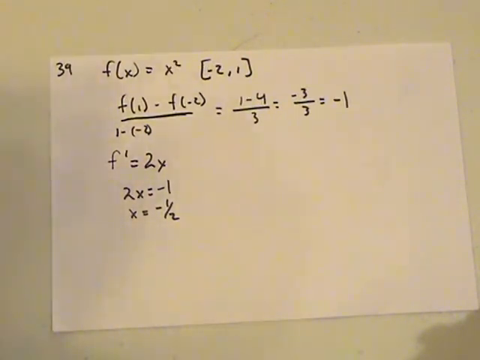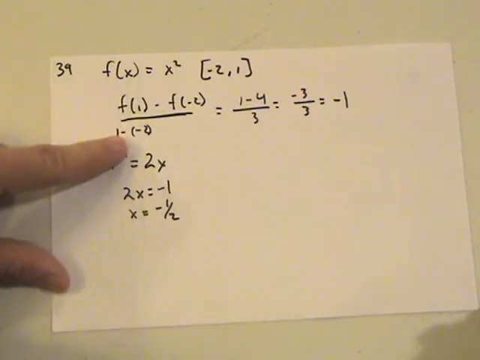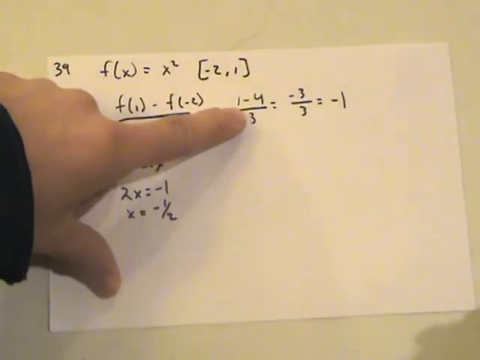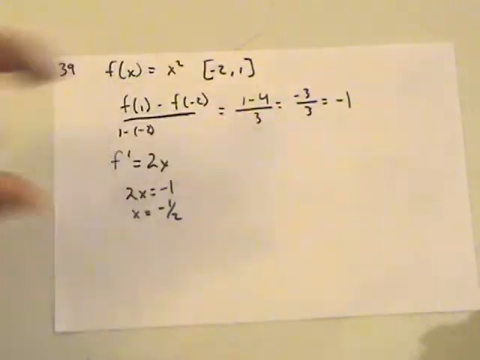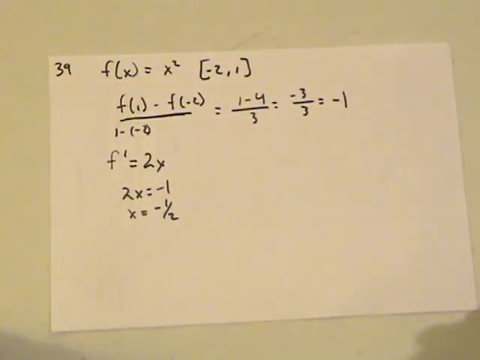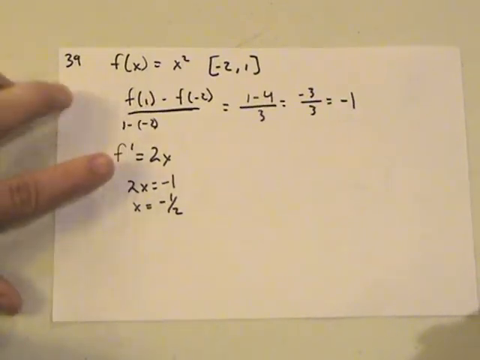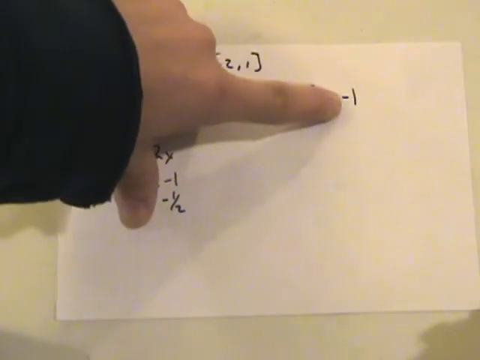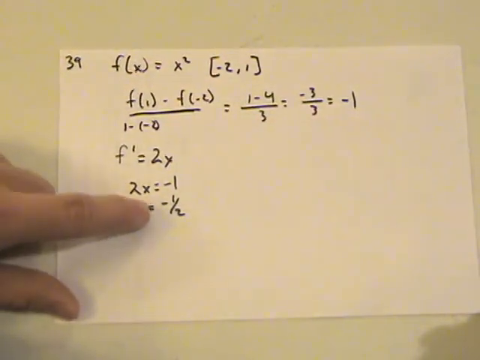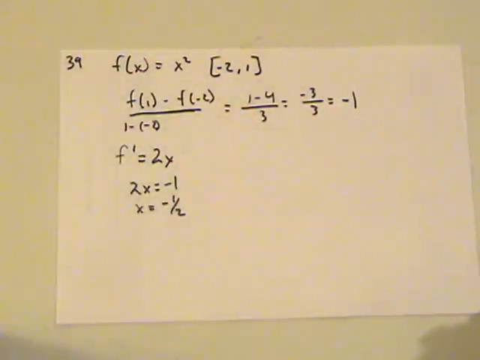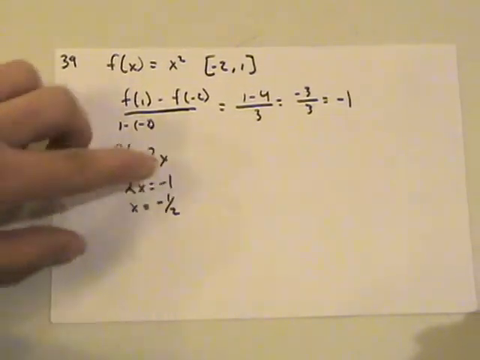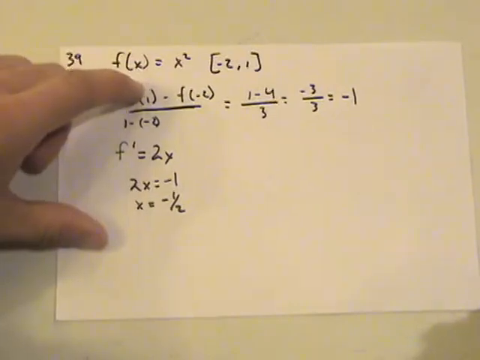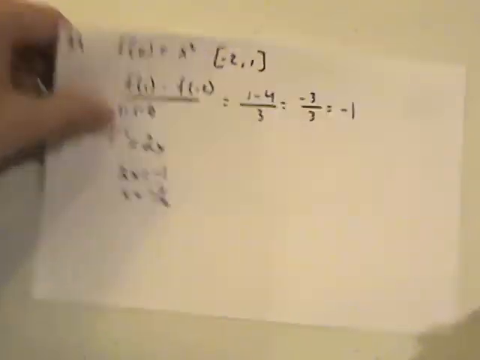So we're just going to do f of b minus f of a, and we get 1 over 4 minus 4 over 3, and then negative 3 over 3, which is negative 1. So the slope between the 2 points is negative 1. How do we figure that out? First we have to find the derivative. Then we set the derivative equal to that slope and see what values we get. So at x equals negative 1/2, there is the same slope as the tangent line between the 2 points.